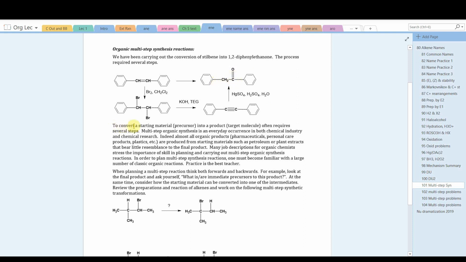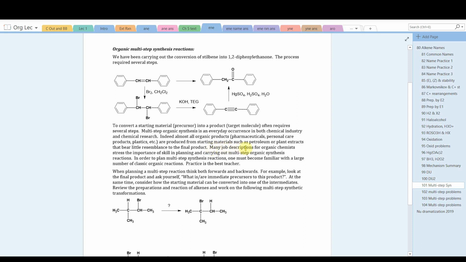To convert a starting material, that is a precursor, into a product, a target molecule, it often requires several steps. And multi-step organic synthesis is an everyday occurrence in both chemical industry and chemical research. Indeed, almost all organic products, pharmaceuticals, personal care products, plastics, etc., are produced from starting materials such as petroleum or plant extracts, and these bear little resemblance to the final product.